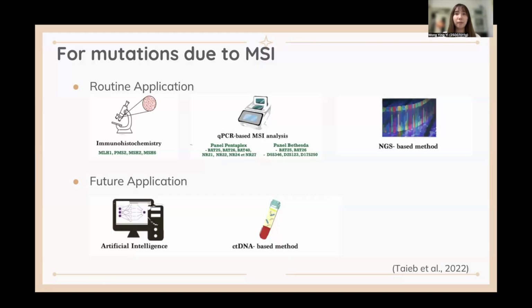A more sensitive pentaplex mononucleotide panel is preferred over the original Bethesda panel because it offers higher accuracy and better performance. Thirdly, next-generation sequencing is increasingly adopted. It can simultaneously detect more detailed mutation information in one test, although it is more expensive. Emerging methods include artificial intelligence and circulating DNA-based testing.